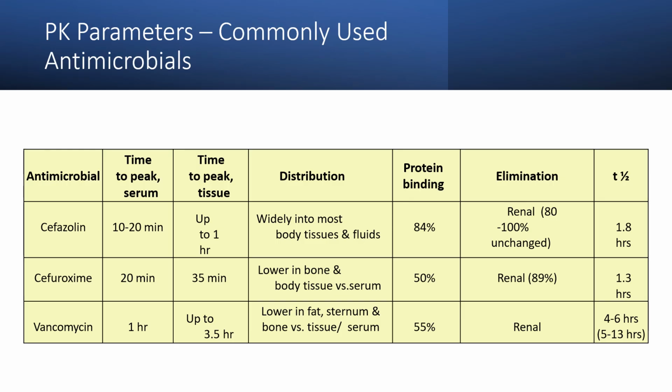The pharmacokinetics and pharmacodynamics of commonly used antimicrobials should be added. For example, for antibiotics, the time to peak serum is 10 to 20 minutes. Time to peak tissue is about 1 hour. The distribution is wide in most tissue fluids. Protein binding is 84%. Elimination is 80 to 100% unchanged via the renal route. And half-life is about 1.8 hours. So the pharmacokinetics and pharmacodynamics need to be followed while considering the prophylaxis.